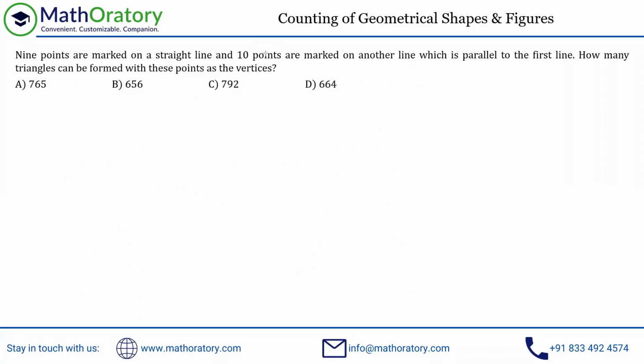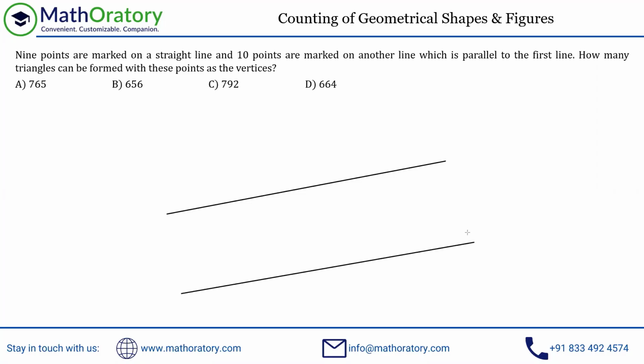Well, we have a very straightforward question in terms of geometrical counting. There are 9 points which are marked on a straight line and 10 points are marked on another line which is parallel to the first line. So there are two parallel lines, and there are a total of 9 points on one of these lines. I'm just denoting this in this way. The other line has 10 points, right? So these two are parallel lines, and you have these many points on these lines.